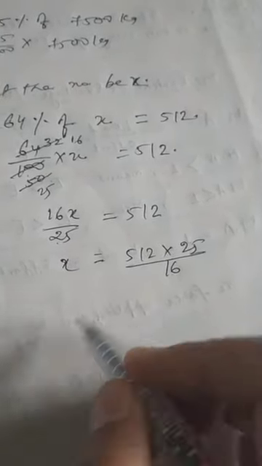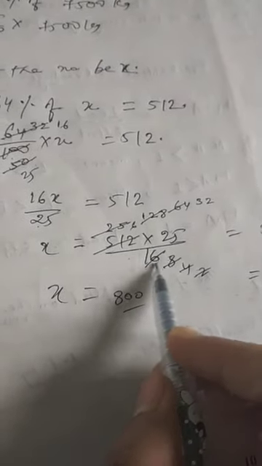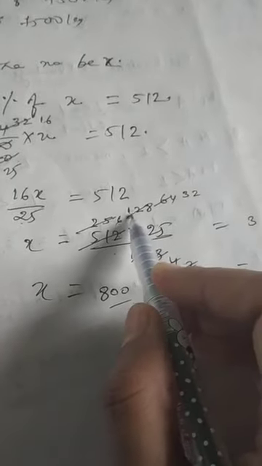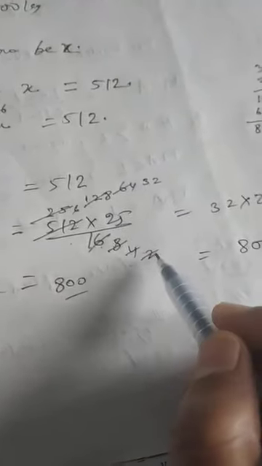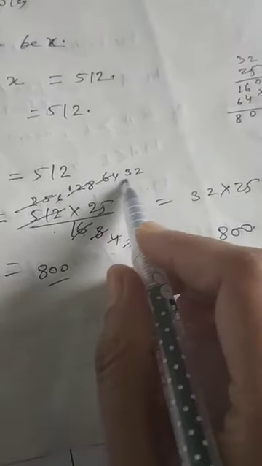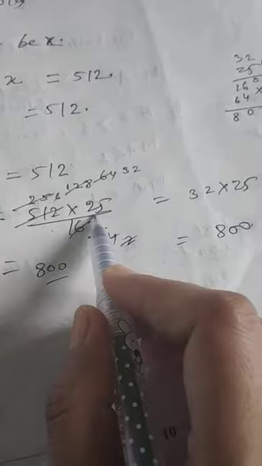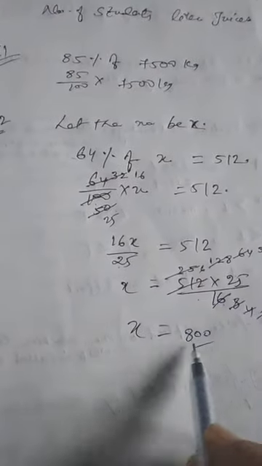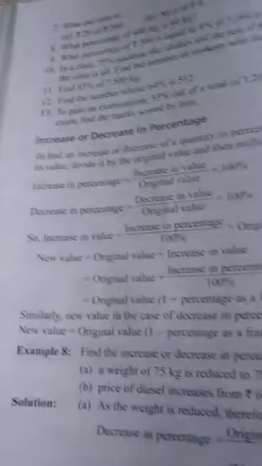Now we will cancel this. Look here. 2 eights are 16, 2 twos are 4, 2 fives are 10, 2 sixes are 12. Then again you will cancel by the table of 2. We have cancelled all this by the table of 2 only. Now the last number is 32 into 25. 32 multiplied by 25 is equal to 800. So 800 is the number whose 64% is equal to 512.